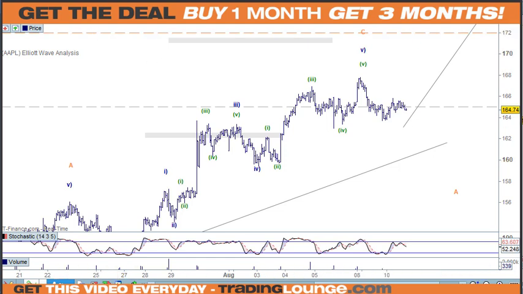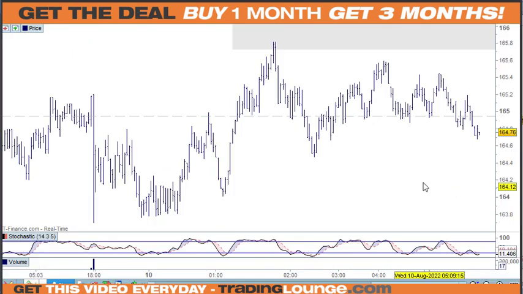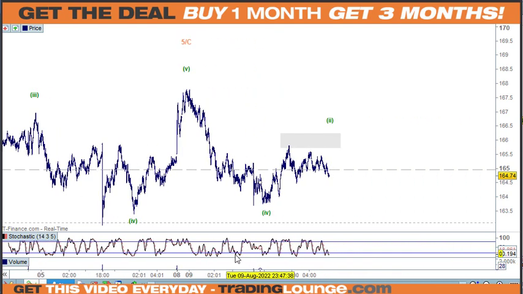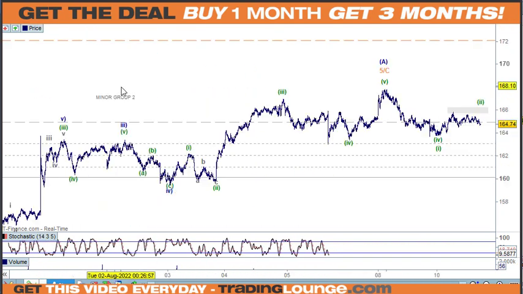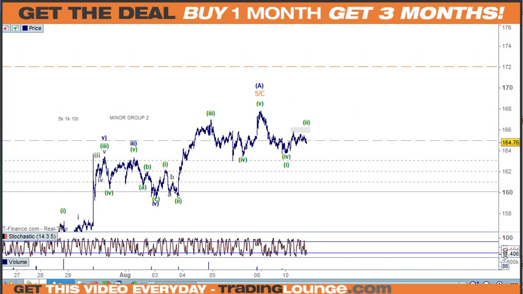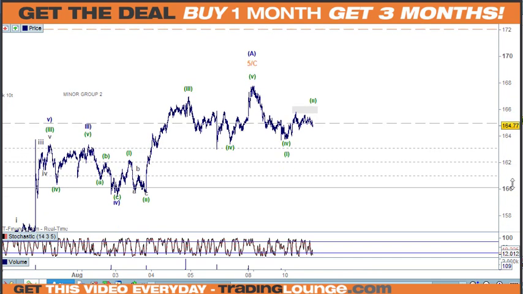I'm going to go to the 100 ticks at this stage and get in there a little bit closer. Get a bit more data in here for this. So yeah, we were looking at it yesterday as a top being in place here, but I'm thinking that we've got another move to the upside here.